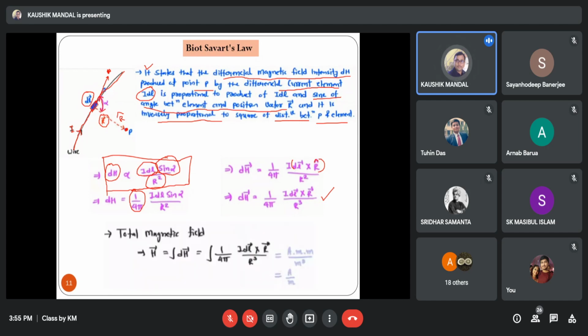So to calculate the total magnetic field, what will be the total magnetic field? Rather, it is called total magnetic field intensity, because we are talking about H. H equals the integration of dH, that is 1 by 4 pi dl cross r by r cube.